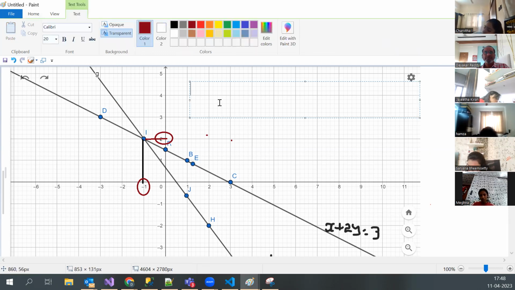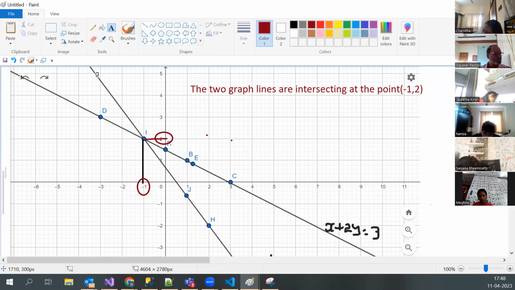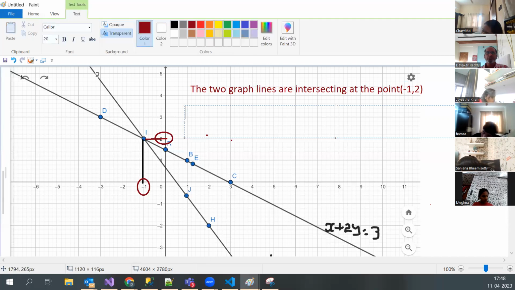Don't write on the graph sheet, write in the next sheet. I don't have a space here, that's why I'm writing here. The two graph lines are intersecting at the point. What is the point? -1, 2. Therefore, x equal to 1 and y equal to -2.